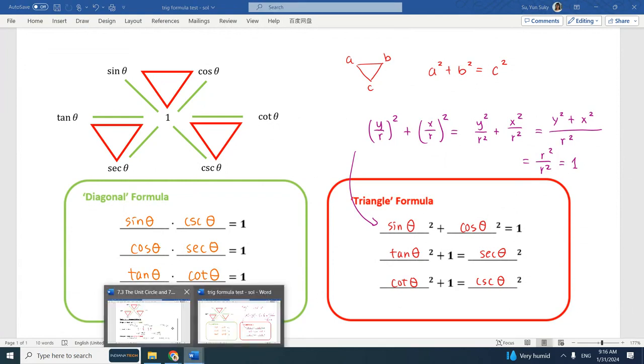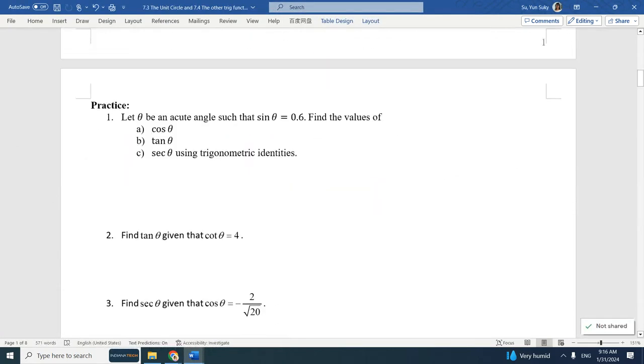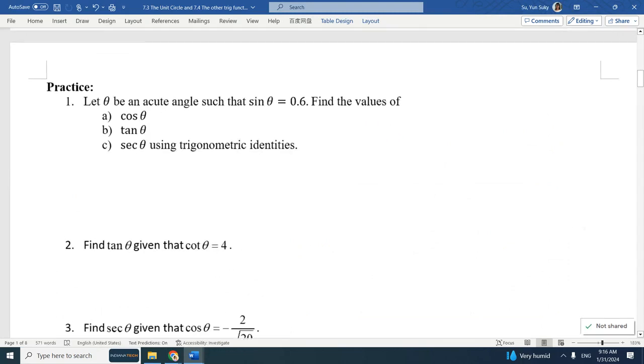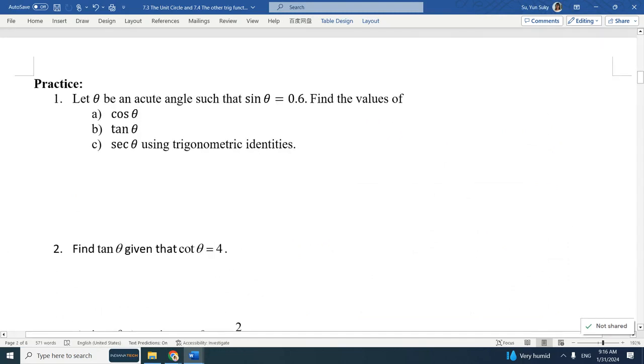So let's continue. Okay, so practice. Let theta be an acute angle such that sine theta is 0.6. Find the value of the following. Okay. So we want to draw the picture. Okay, so acute angle means it's in quadrant 1. Right, everybody? Acute angle is in quadrant 1.